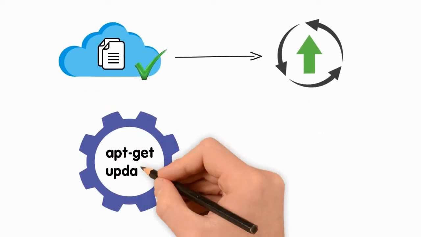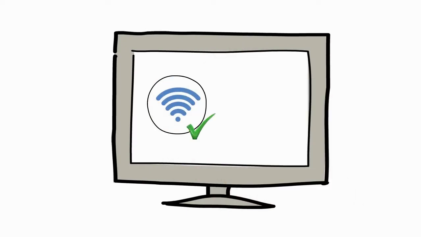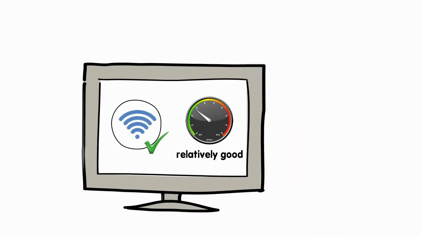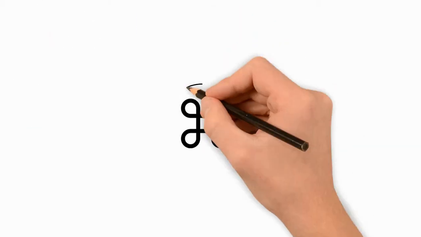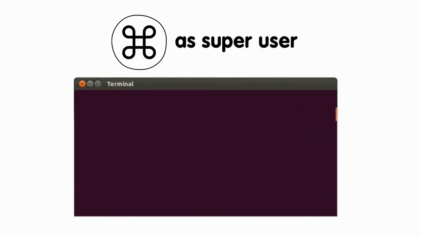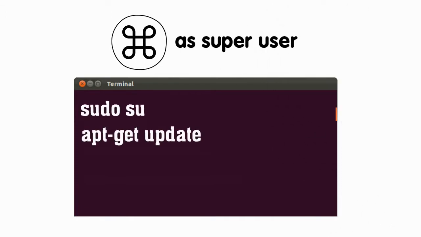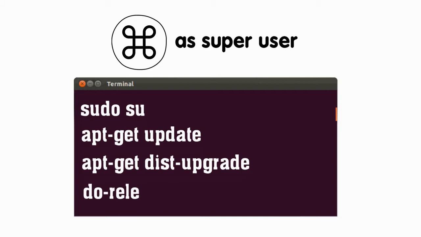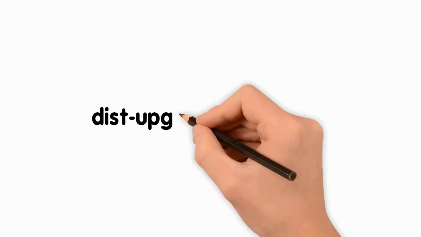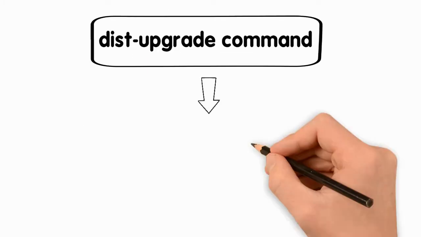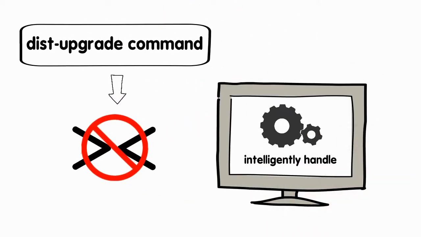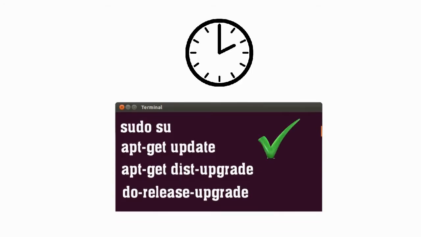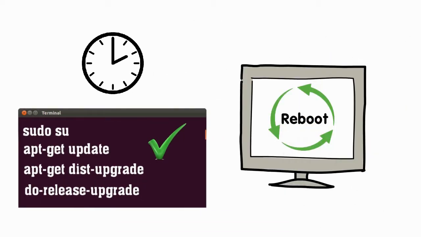We'll use the apt-get update and dist-upgrade. Make sure the system is connected to the internet and the download speed is relatively good, as it takes some time to download and for the upgrade to complete. Run the following commands on the terminal as superuser: sudo su, apt-get update, apt-get dist-upgrade, do-release-upgrade. The purpose of the dist-upgrade command is to make sure there won't be any conflicts among packages as it intelligently handles them. These commands will take some time to complete. Reboot the system when it's done.